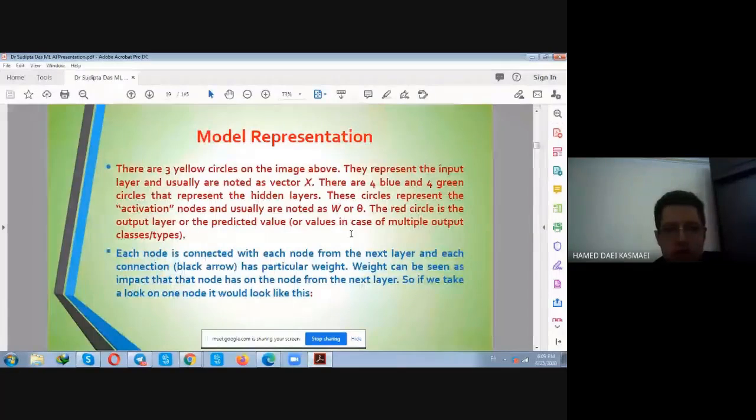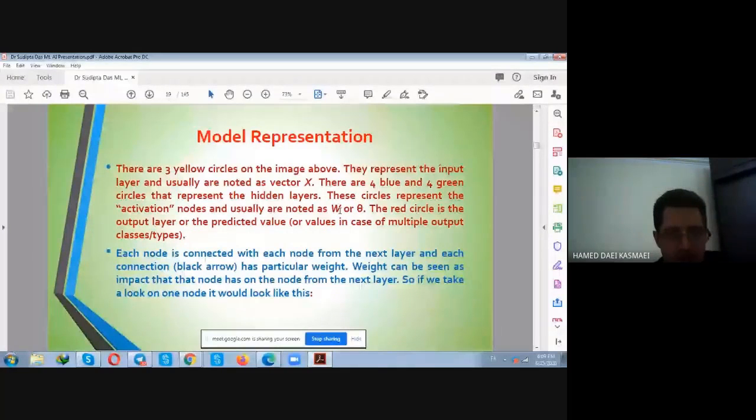You will see each node is connected with each node from the next layer, and each connection, black arrow, has a particular weight. Weight can be seen as the impact that the node has on the node from the next layer. So if we take a look at one node, it would be like this. These circles represent activation nodes and usually are noted as W or weight or theta. Weight and theta are both about the activation or weight function.